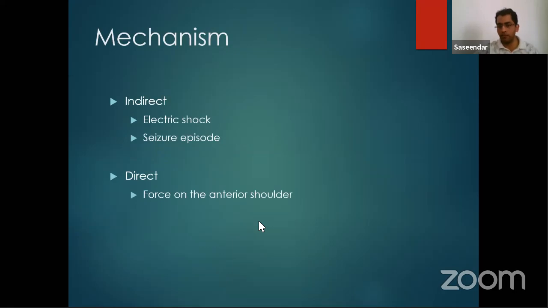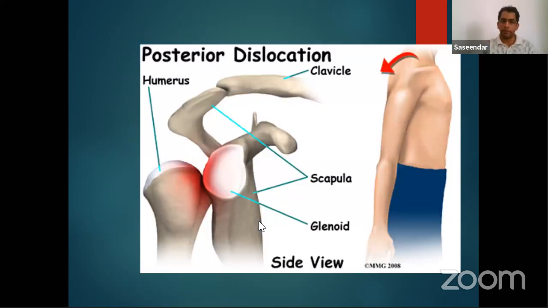Indirect is especially after an electric shock or a seizure episode, when the posterior muscles are stronger. So when they contract, they pull the head to the back. Or there can be a direct force on the front of the shoulder pushing the ball backwards. Okay, so in this illustration of a posterior dislocation, the glenoid is here and the humeral head is on the back. This is the coracoid, so this should be anterior, this is the spine of the scapula, this is posterior.